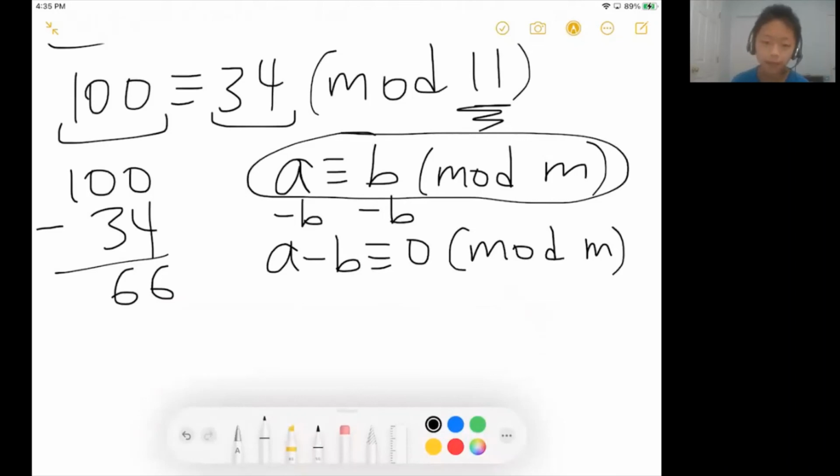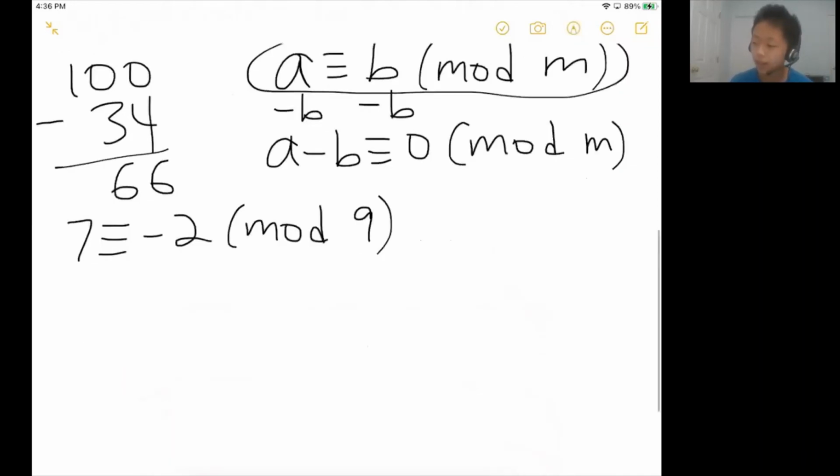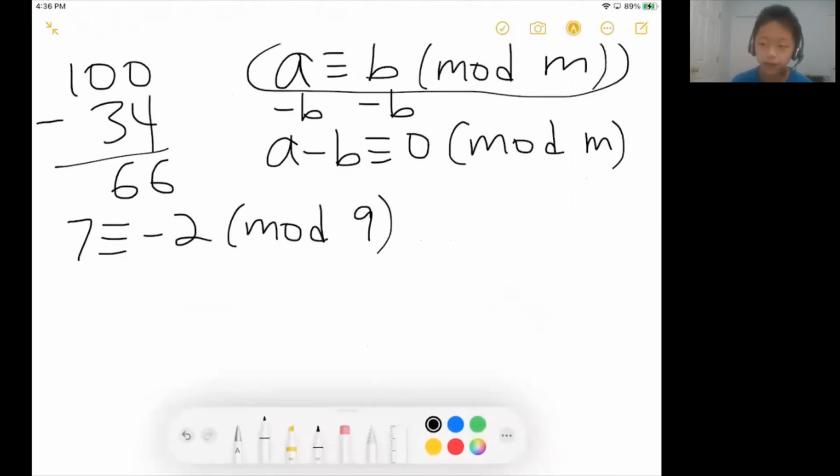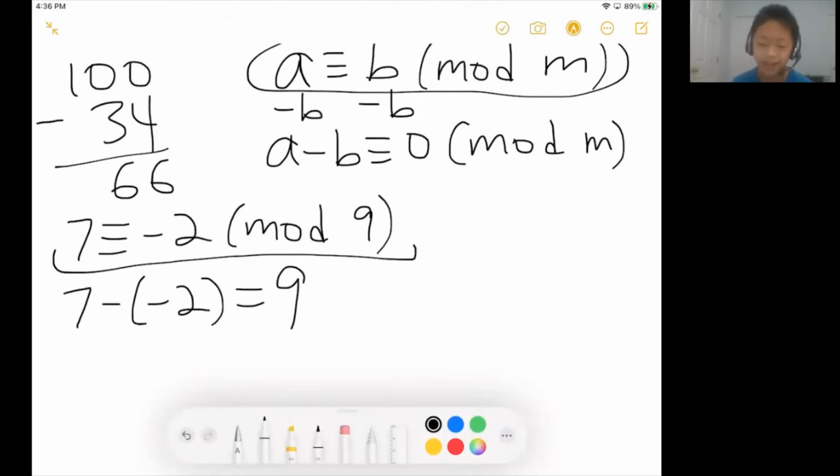And the reason thinking about it that way might be better is because now you can extend it to negative numbers. For example, you can say 7 is congruent to -2 mod 9. You can think of this as, if you do 7 minus -2, you would get 9, and 9 is divisible by 9, which is why this statement is correct. So you can think of it as -2 leaving a remainder of 7 when divided by 9.